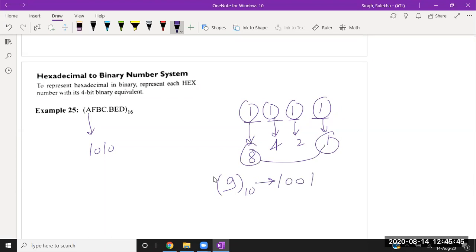Okay. If I say I want 6 in binary, 6 is 4 plus 2. So this 0, 0, 0, 1, 1, 0, that is 6. If I say I want 11, 11 is 8 plus 2 plus 1. So this is 1011. Okay, in this way, after a few examples or some calculation, you can interpret all these things easily.